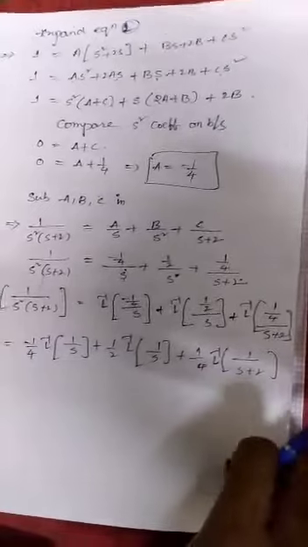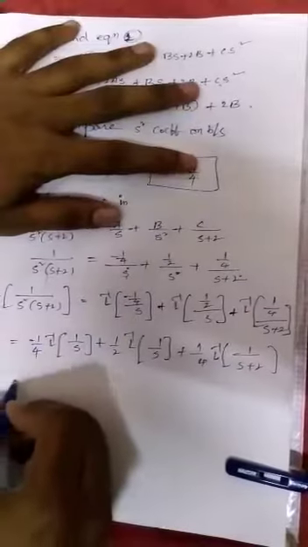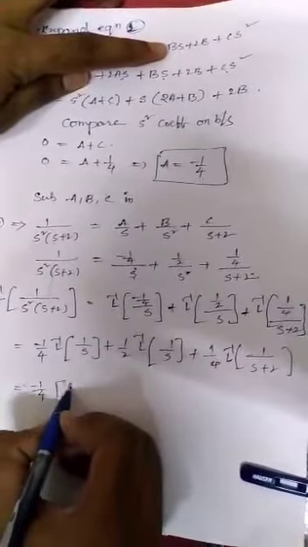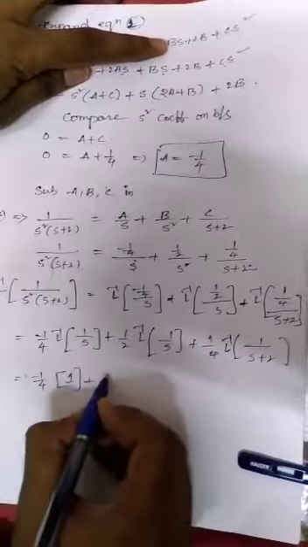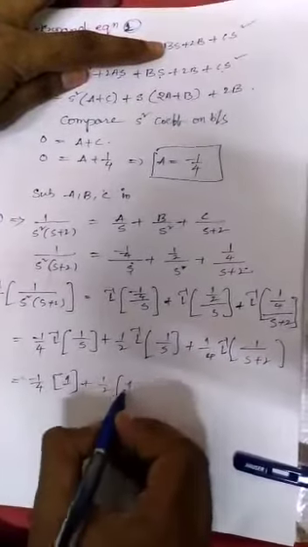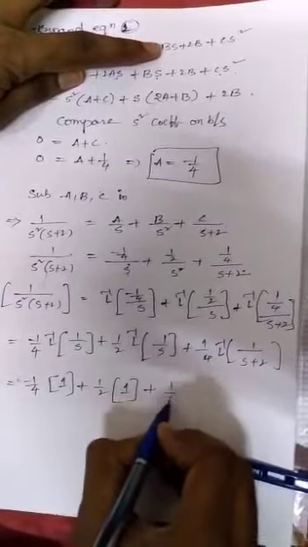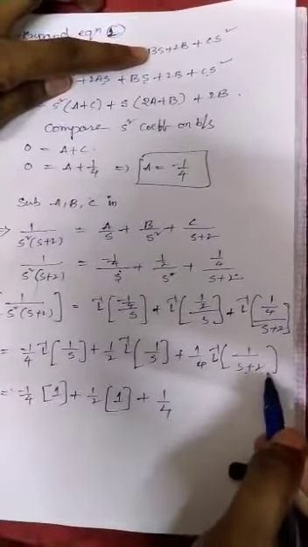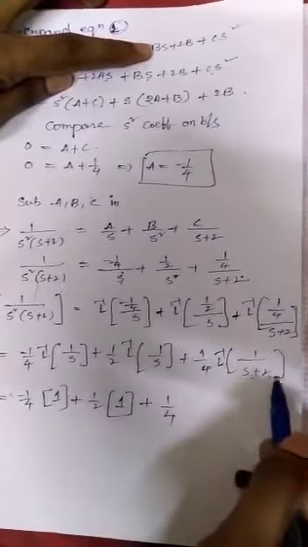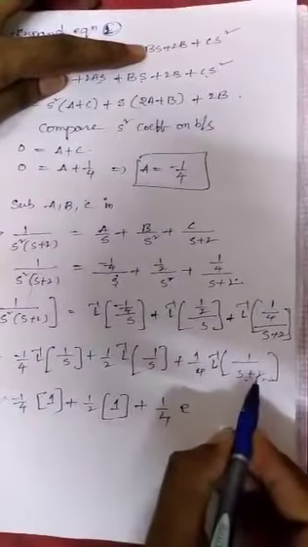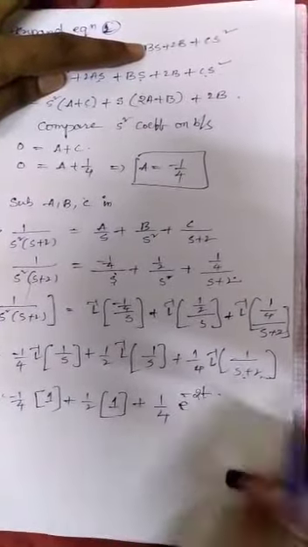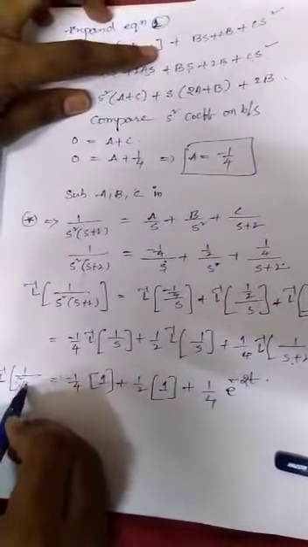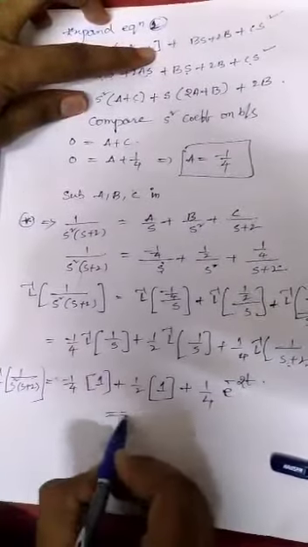Okay, next. Minus 1 by 4 into Laplace inverse of 1 by s value is what? 1. Then 1 by 2 into Laplace inverse of 1 by s square value is what? t. Now 1 by 4 into Laplace inverse of 1 by s plus 2. It is in the form of Laplace inverse of 1 by s plus a. So what is the Laplace inverse of 1 by s plus a? E power of minus at. In place of a we have 2. So what you will get? E power of minus 2t. So that is the Laplace inverse of the given function, that is 1 by s square into s plus 2, by using partial fractions method.